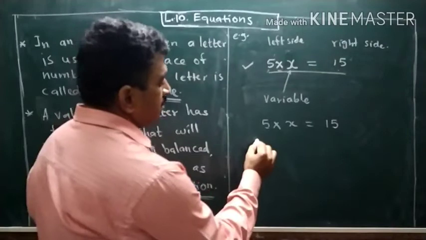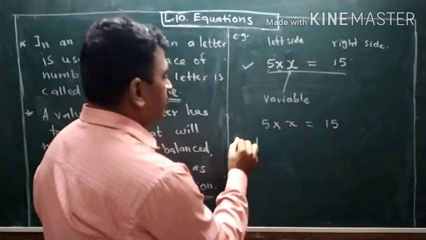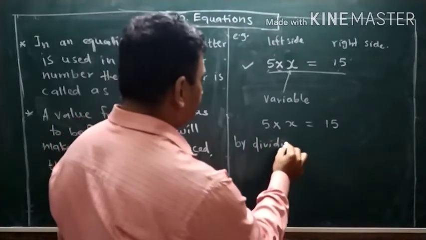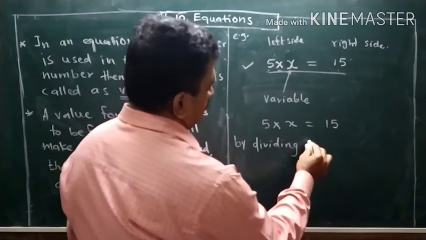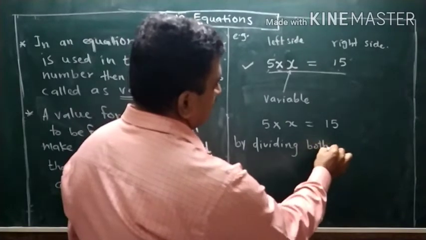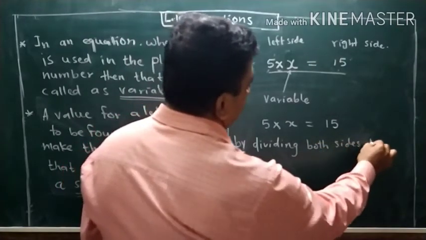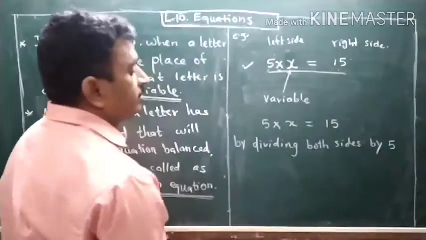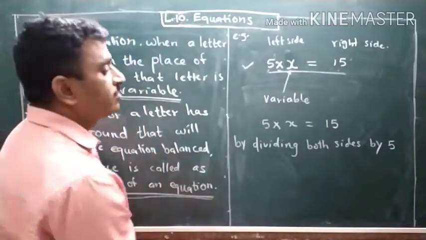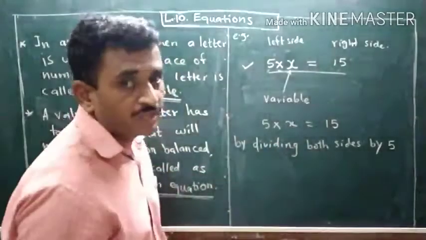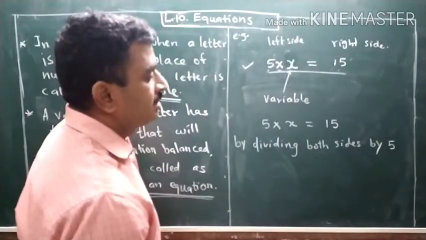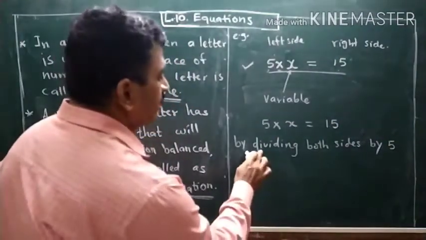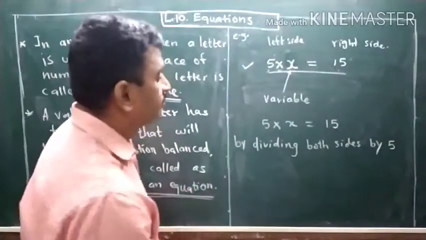here, by dividing both the sides by 5. When we divide both the sides by 5, then we are getting X on one side and a value on the other side. Then we are getting the value of this X.